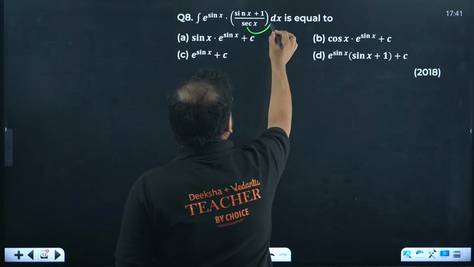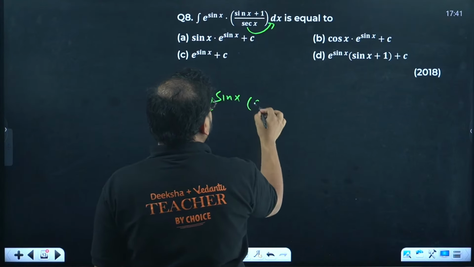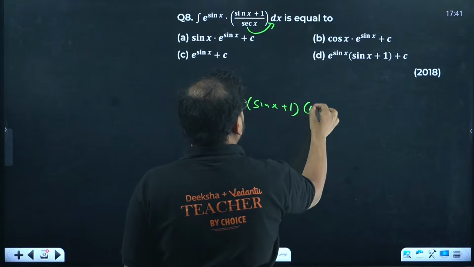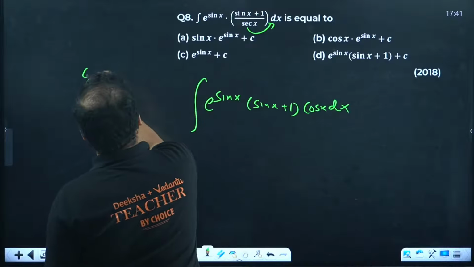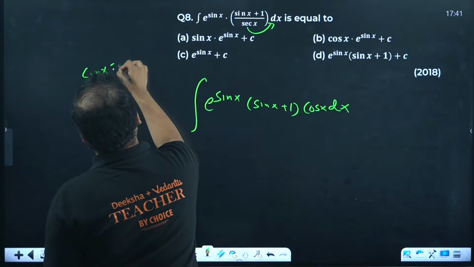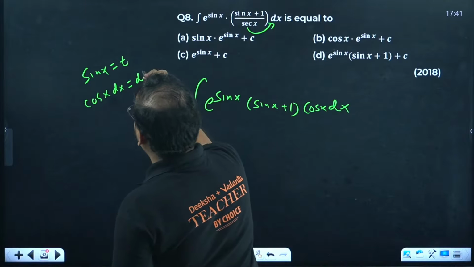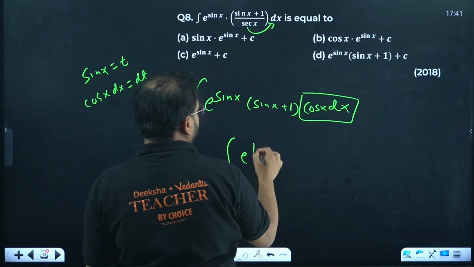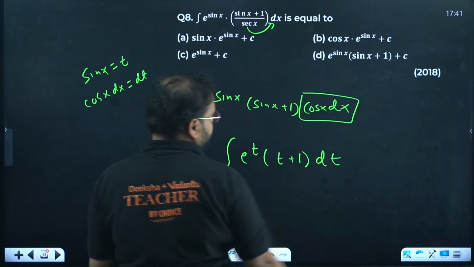Just bring this secant in the numerator. You have the question transformed to e power sin x plus 1, and sec goes up, so cos x dx. Take sin x as t, so we have cos x dx as dt. The question becomes e power t plus 1 dt.